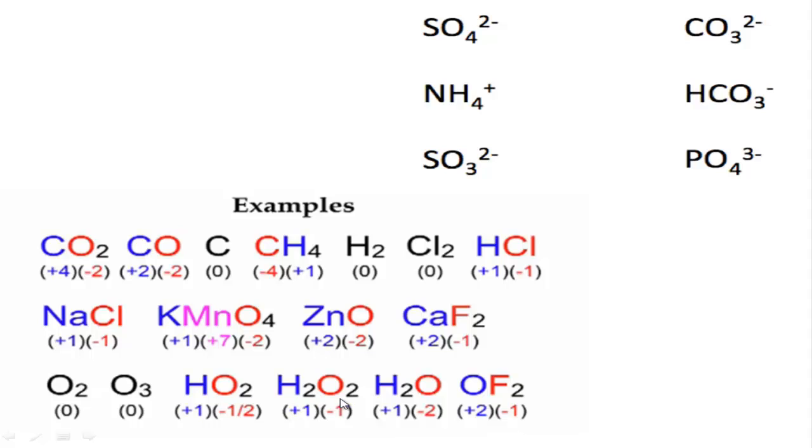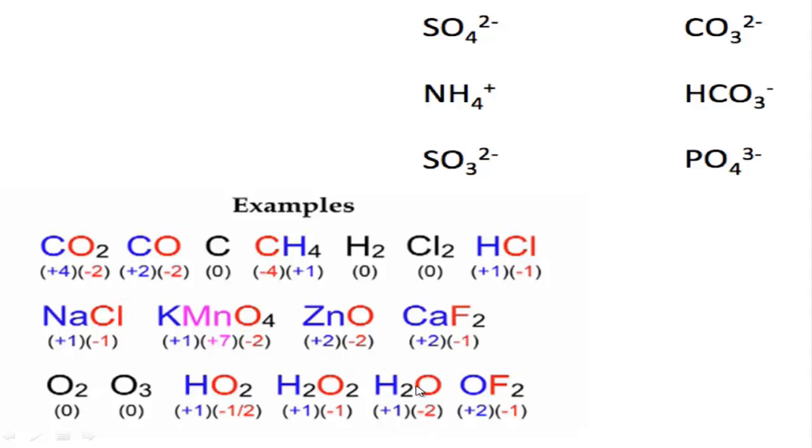Also here these are peroxides, so the oxidation number of oxygen will be -1. Here these are superoxides, so minus half. Like this way, in water, the oxidation number of oxygen is -2 and hydrogen is +1, so +1 into 2 equals +2, and +2 - 2 equals 0.